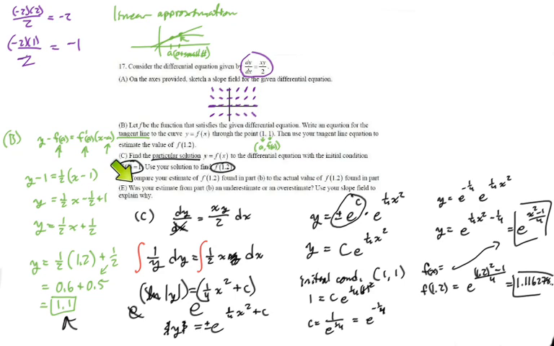And the next question, E, says, is your estimate from part B an underestimate or an overestimate? Use your slope field to explain why. Okay, it's clear when you look at this that this number right here, 1.1, is smaller than this number, because there's the 6, 2, 7, 8, whatever. So our estimate is smaller than the actual number.